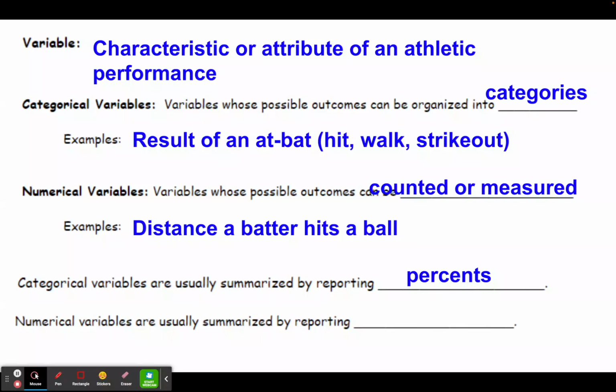Categorical variables are usually summarized by reporting percents. For example, when we look at a batting average for a baseball player, we are looking at how many hits the baseball player was able to get out of the total number of attempts. Numerical variables are typically summarized by reporting averages. So when we look at the distance that a batter hits a ball, if the player repeats that 10 times, we can average the 10 distances together and report the average distance.